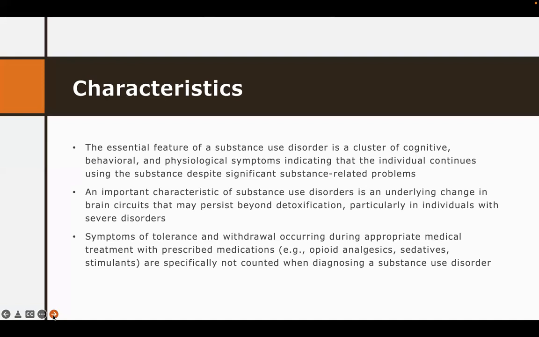Symptoms of tolerance and withdrawal occurring during appropriate medical treatment with prescribed medications, things like going to a methadone clinic, are not counted when diagnosing a substance use disorder. So if it's under medical advisory, that's different. As we know, prescription drugs can absolutely be a substance that people have a substance use disorder with, because what they're doing is not using the medication according to a prescription or a doctor's orders.